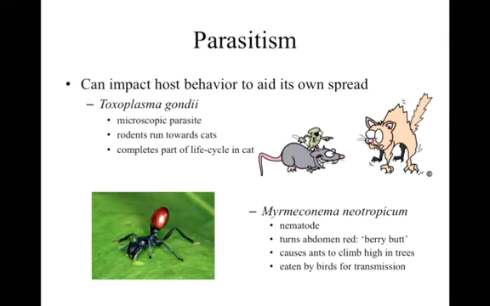Another good example is a worm that's actually found in ants. This is a nematode or a worm that turns the butts of the ants red. We call it berry butt. And it actually causes the ants' behavior to change and causes them to climb high up in the trees. Why does it do that? Well, what happens then is that the ants, because they look like berries in the tops of trees, get eaten by birds, and that's what the parasite needs for transmission. The parasite needs to be in the ant, but then it needs to be eaten by the bird and moved to another location where there's more ants.